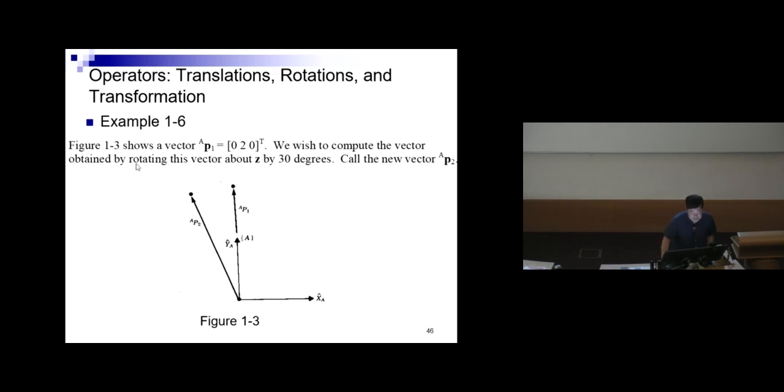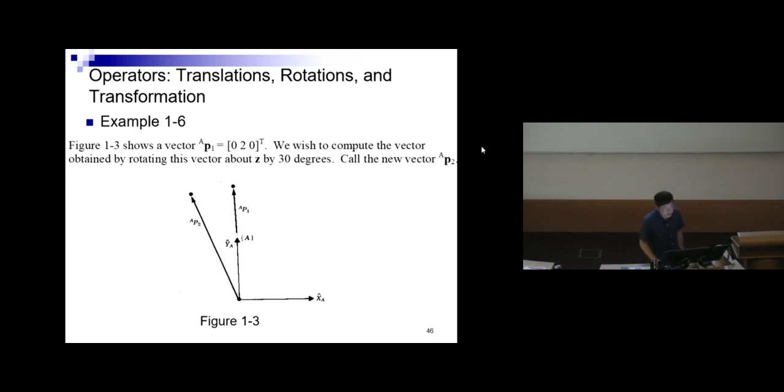We want to compute the vector obtained by rotating the vector about Z by 30 degrees. The Z is pointing out of the paper. The 30 degrees refers to positive 30 degrees, so counterclockwise is positive. You all remember counterclockwise positive, which is why you have this positive 30 degrees over here. If I have negative 30 degrees, it will be a clockwise direction.